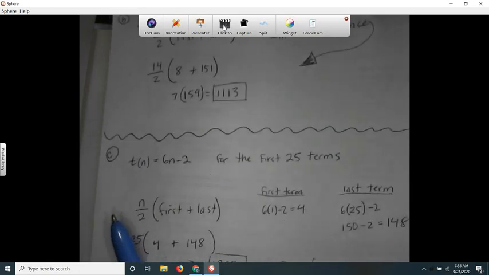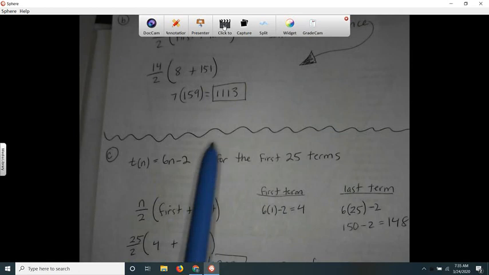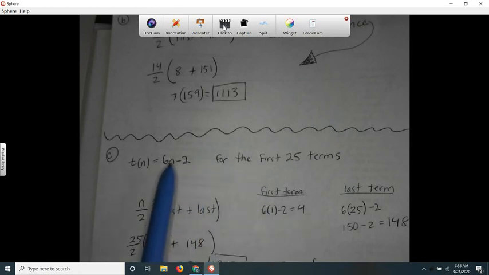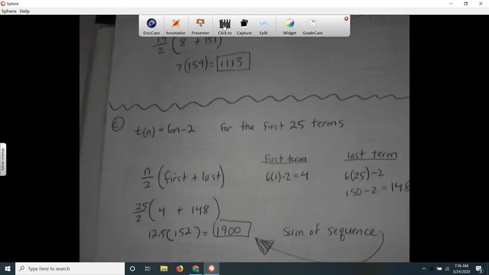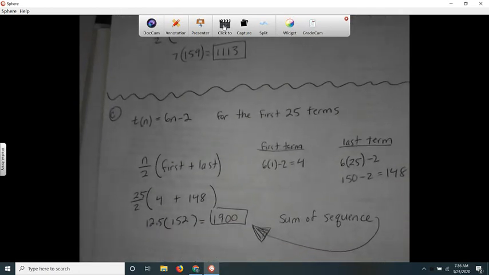And how can I get my last term? I'll plug in a 25, 6 times 25 minus 2, and that's 148. Then how many terms are there altogether? There are 25. If they're paired up, there would be half of that, so 12.5 pairs. And that's the sum of the sequence. Hope that made sense. Talk to you later.